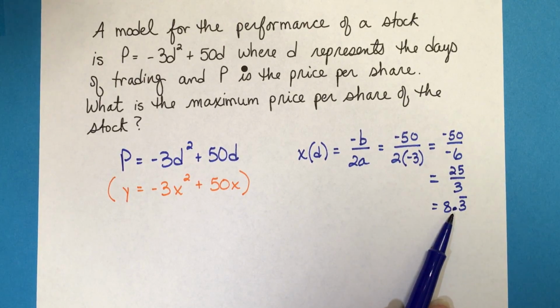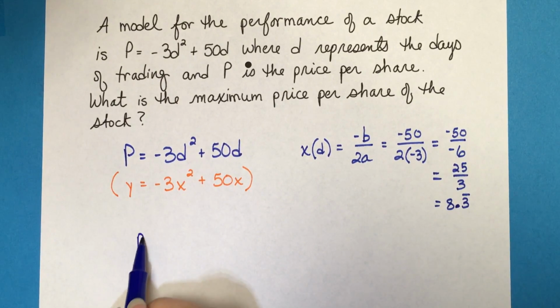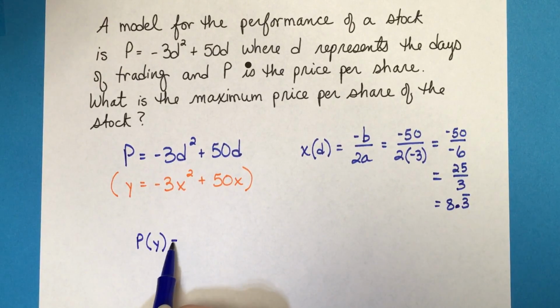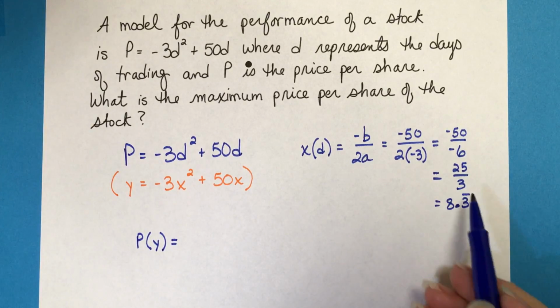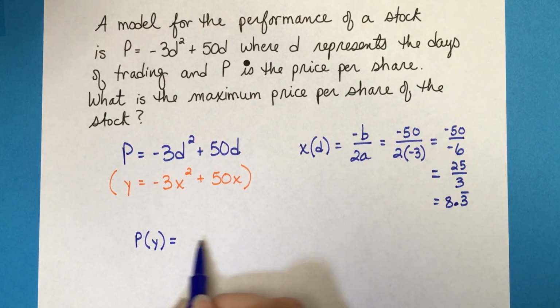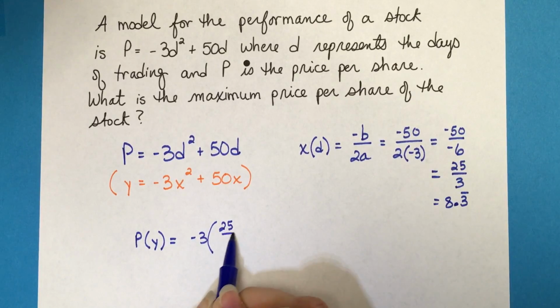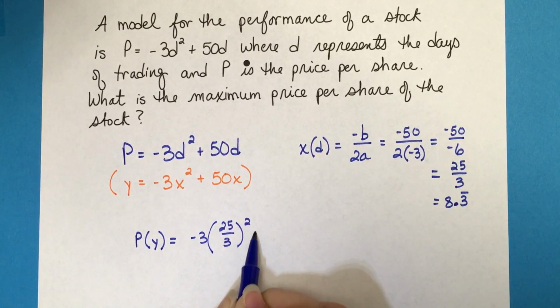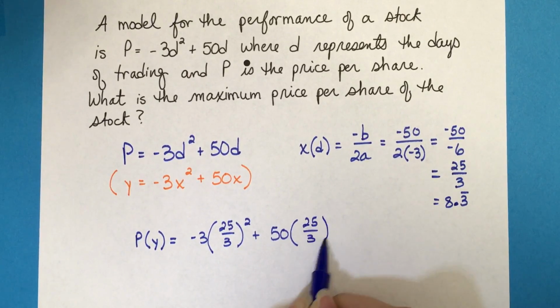Okay, but the question is the maximum price. So we need P. So let me come down here. P, remember, is the same thing as Y. Now, when you're talking about your vertex, how did we always find the Y coordinate of the vertex? We had to take our X value and plug it back into the function. Again, I'm going to keep it in fraction form. So you would have negative 3 times 25 thirds to the second power plus 50 times 25 thirds.